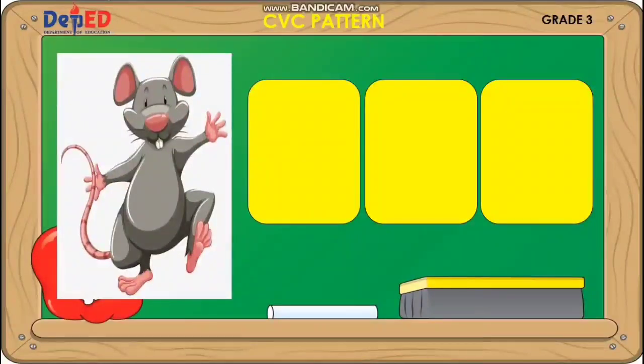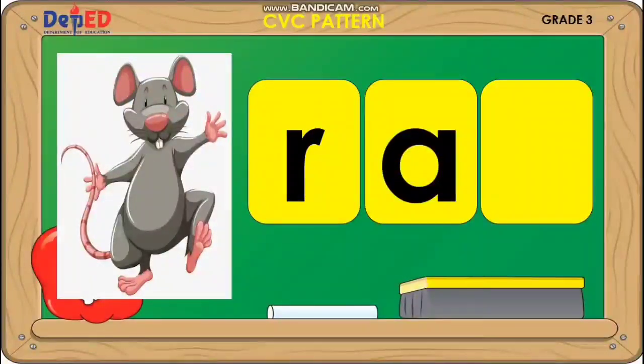Next picture. This picture is a rat. A rat is spelled R-A-T. Very good.